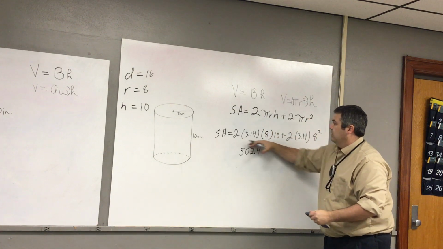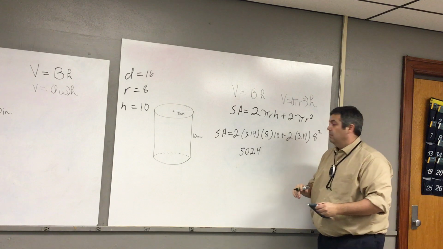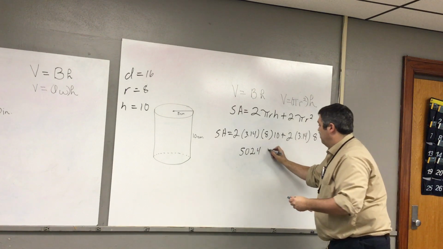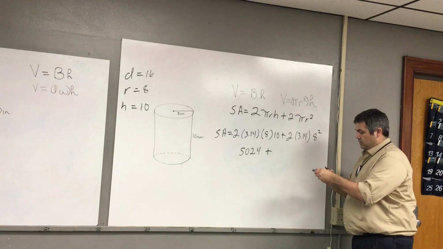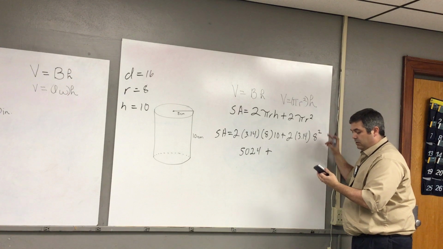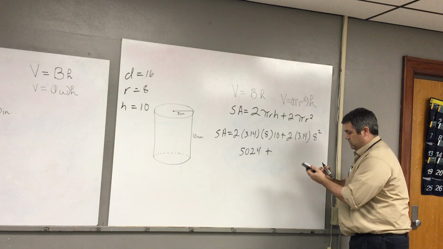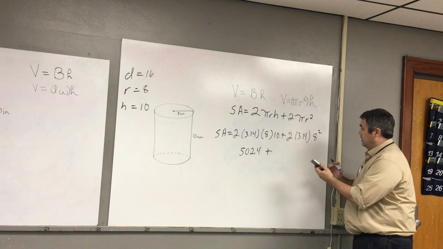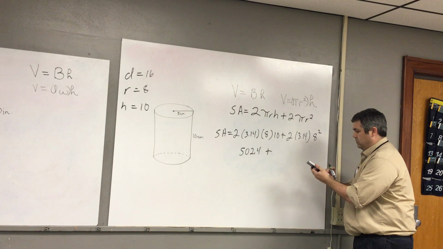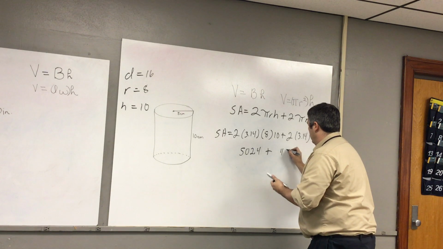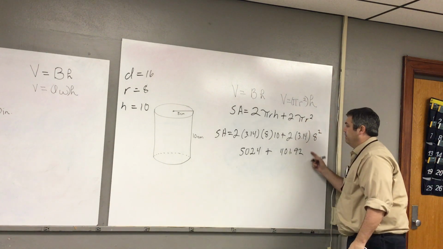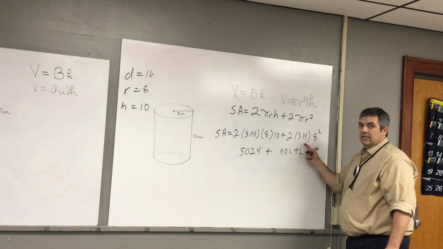So right there, that's what I'm looking at. All right, now that's my lateral surface area, plus, and then I'm going to do this: 8 to the second power, which is 64, times 3.14 times 2, plus 401.92. Okay, this is my 2 base area.